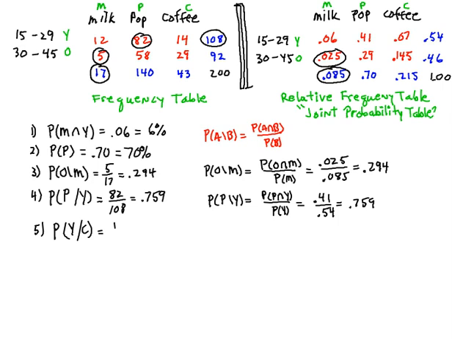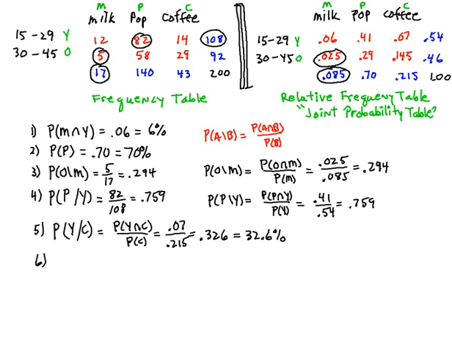Let's go ahead and just use the formula. Probability of Y intersects C divided by the probability of C. And that would be 0.07 from the table divided by 0.215, giving us 0.326. Again, I can always write these as percentages too, which is a more common way to talk about them.